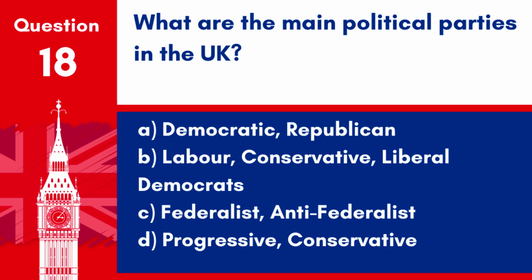A. Democratic, Republican. B. Labour, Conservative, Liberal Democrats. C. Federalist, Anti-Federalist. D. Progressive, Conservative. Answer B. Labour, Conservative, Liberal Democrats. The main political parties in the UK are the Labour Party, the Conservative Party and the Liberal Democrats.